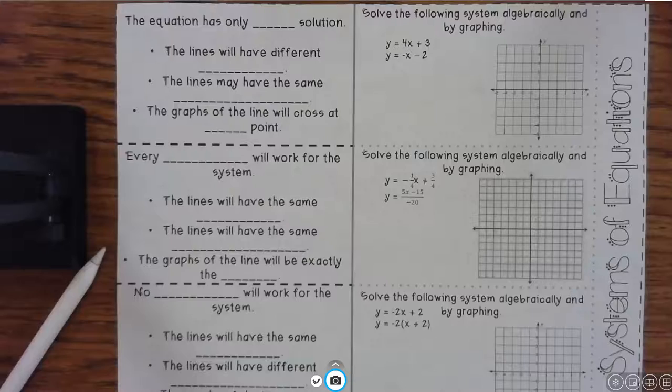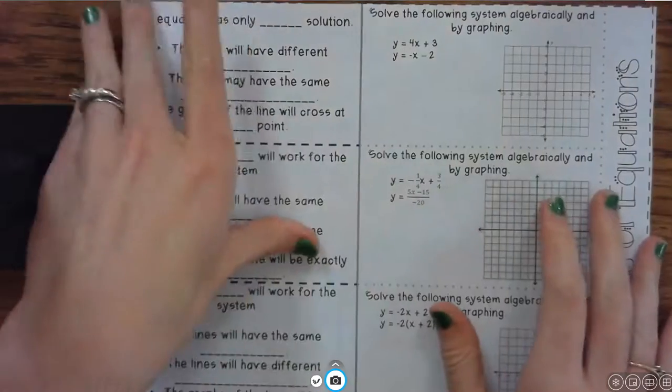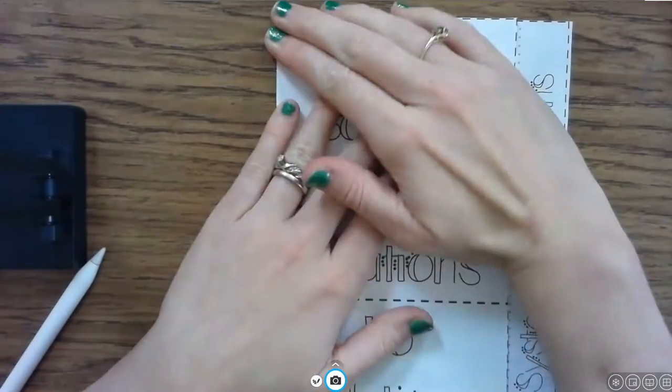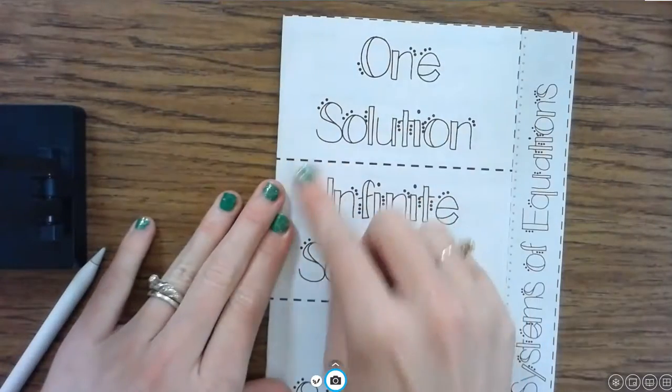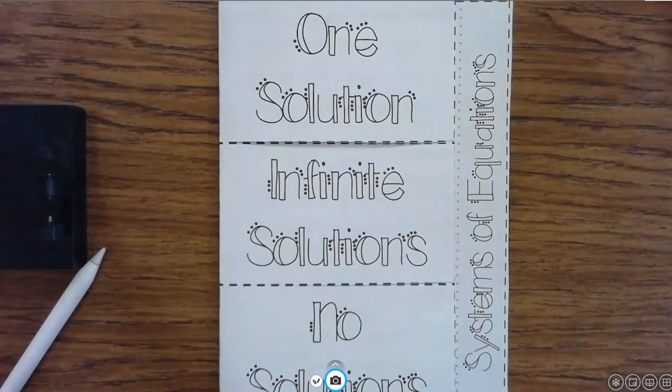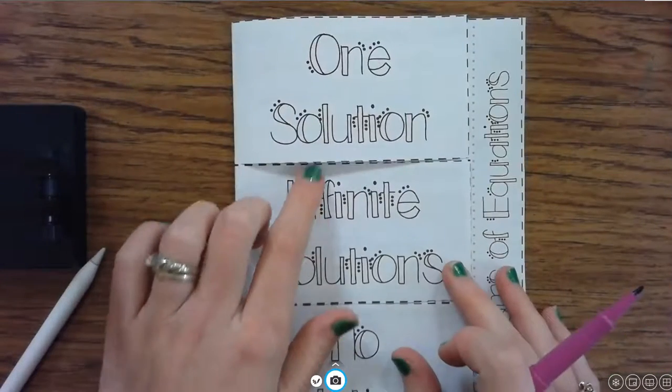This video is for the systems of equations foldable. To put this one together on the center gray line, you're going to fold to the dotted line. And then where you see these large dashed lines, you're going to cut. So once again, this video is for the systems of equations foldable.